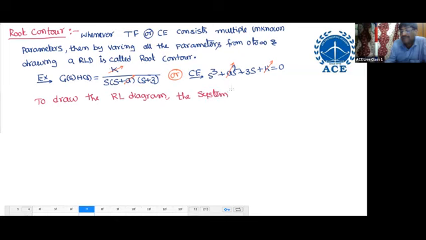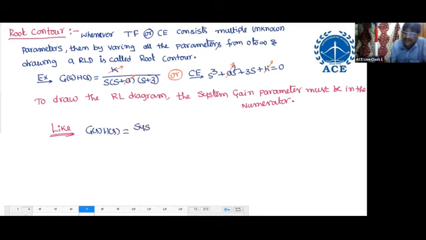The system gain K, the system gain parameter must be in the numerator. Like G of S, H of S equal to system gain. Whatever the parameter mentioned, that should be there in the numerator.